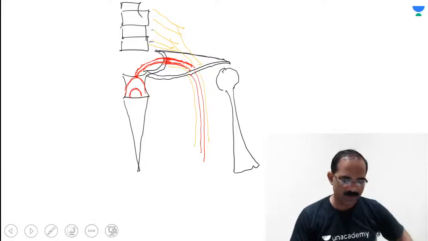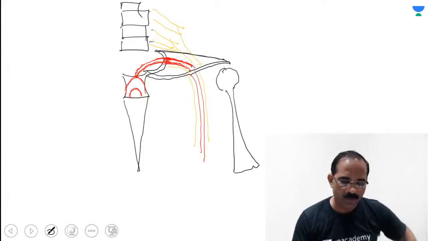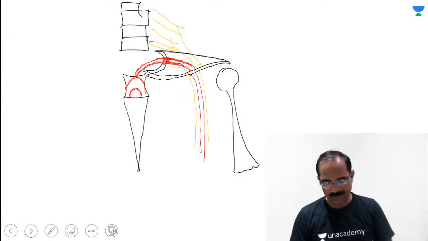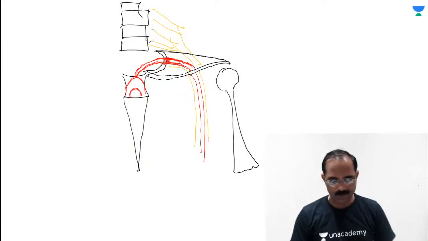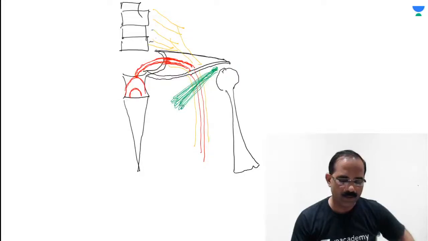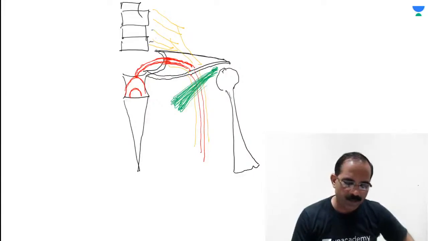And now students, tell me, what is this bone here below the lateral one-third of the clavicle? That's the coracoid process. Okay. And what is this muscle which begins from the ribs and is inserted into the coracoid process? That's the coracobrachialis. And this is the medial and the lateral lip of the bicipital groove.